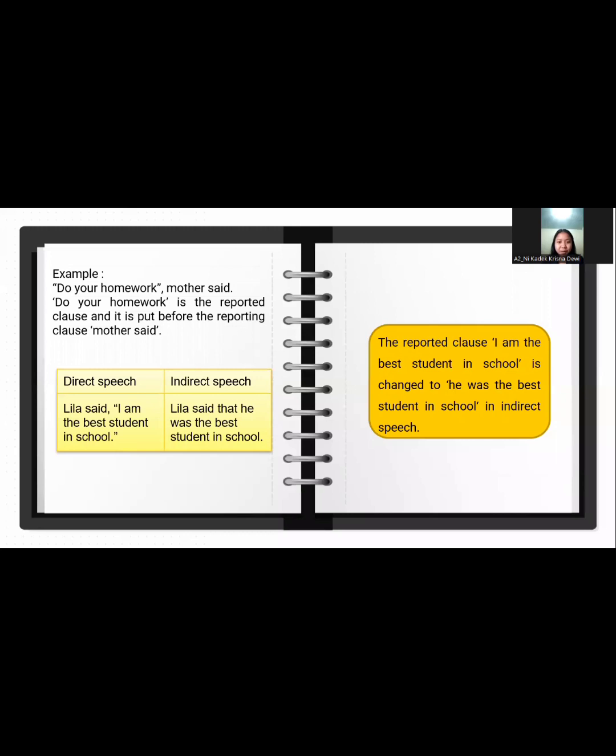For example, "Do your homework," mother said. "Do your homework" is the report clause and it is put before the reporting clause, mother said. For direct speech, Lila said, "I'm the best student in school." And for indirect speech, Lila said that he was the best in school. The report clause, "I'm the best student in school," is changed to "he was the best student in school" in indirect speech.